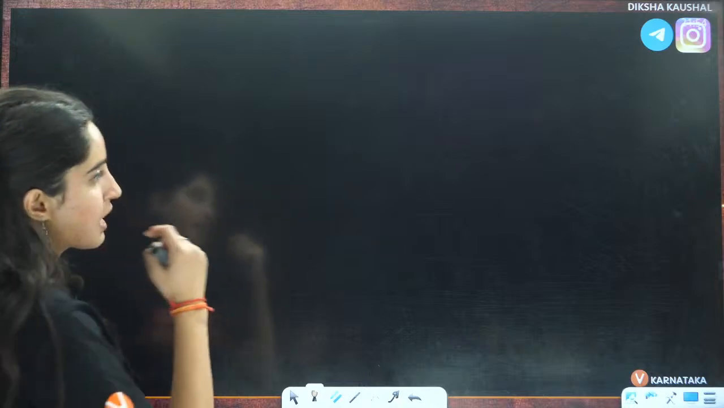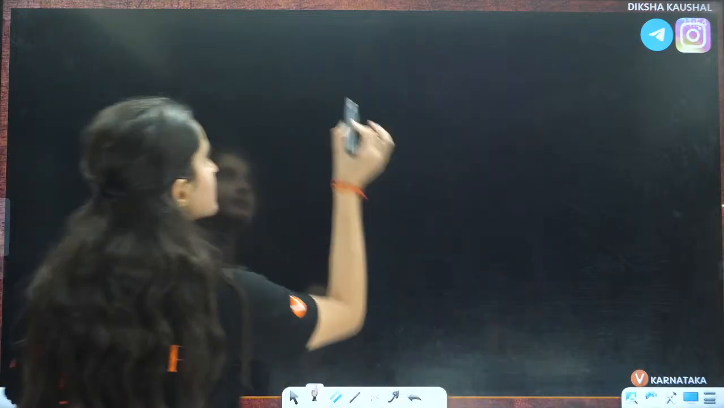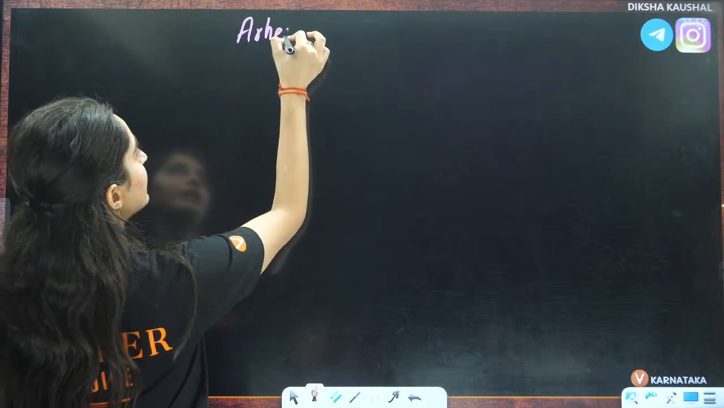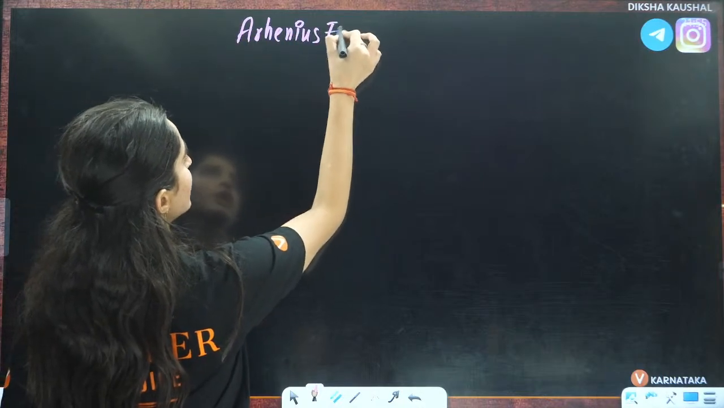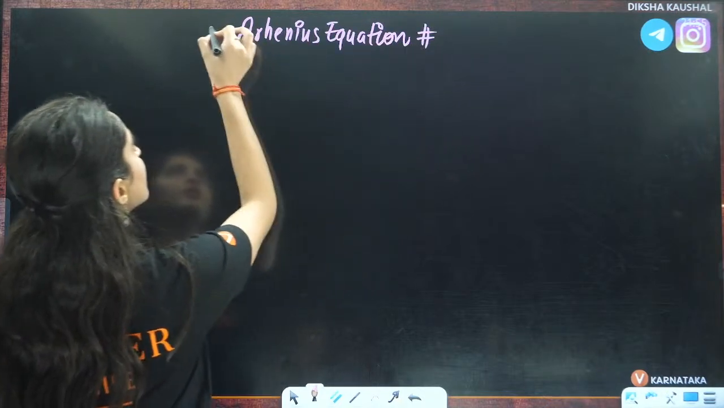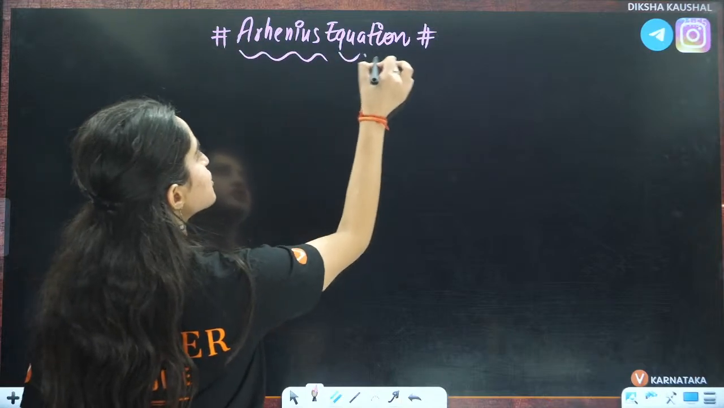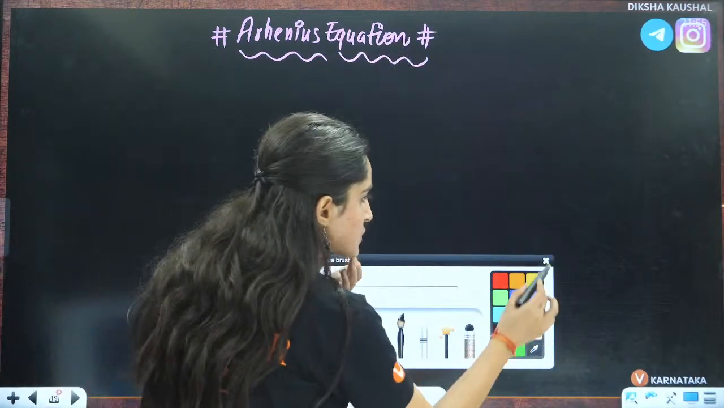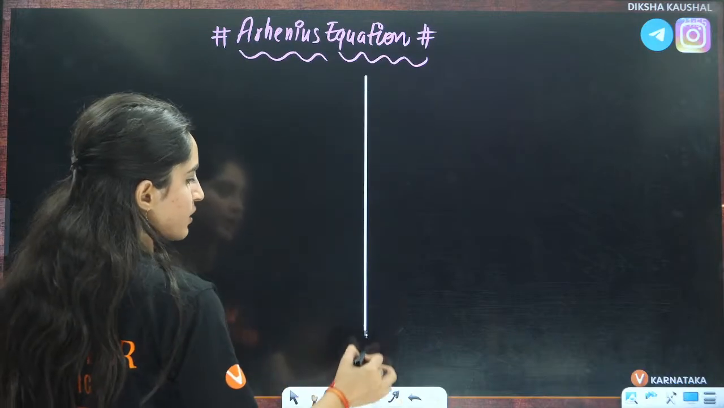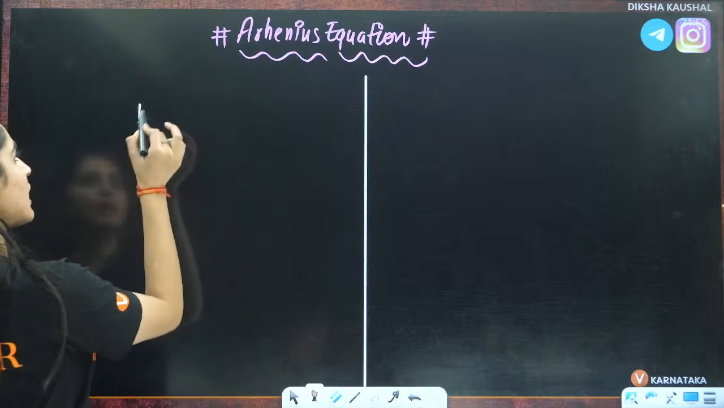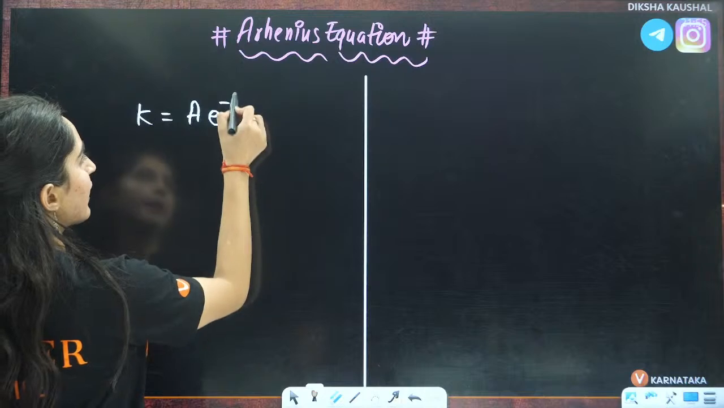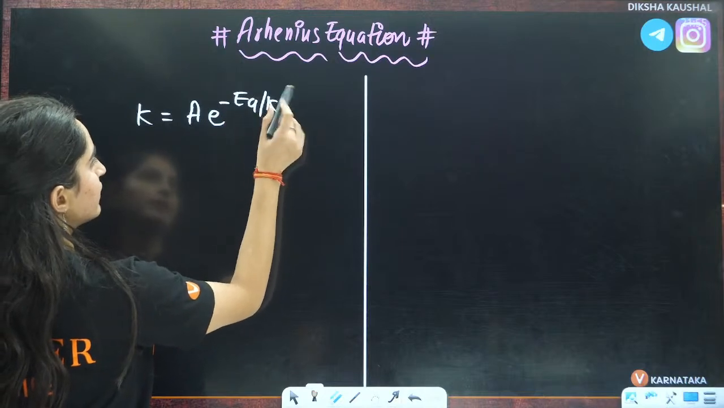Okay, yes. Now, next is a very important concept, the Arrhenius equation. So the Arrhenius equation is basically k equals A e raised to the power minus Ea by RT. I'll give you two ways we can write this equation: with kT, or with RT.